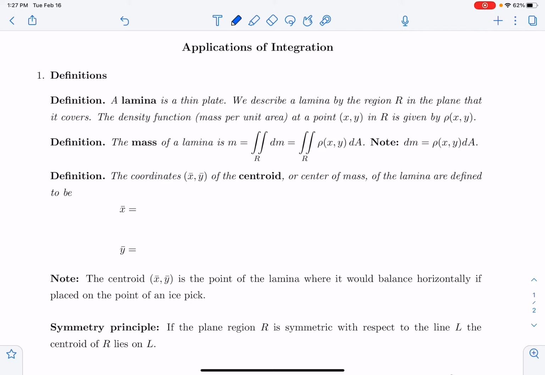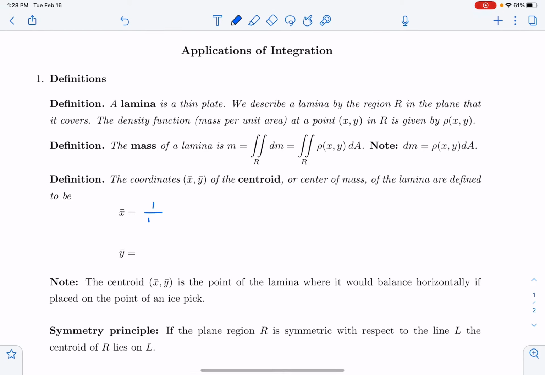Now, once we have a way to calculate mass, then we can calculate the center of mass. So the coordinates, which I will label as x bar and y bar, of the centroid, which is another name for center of mass, of a lamina are defined to be x bar, which is 1 over m, 1 over the mass, times the double integral over R of x times rho of xy dA. So here we're going to integrate x times the density function and then divide that by m, and that's going to be our x coordinate of the center of mass.